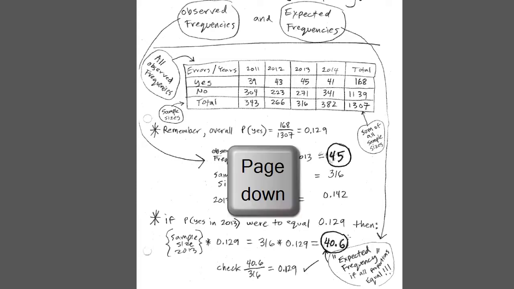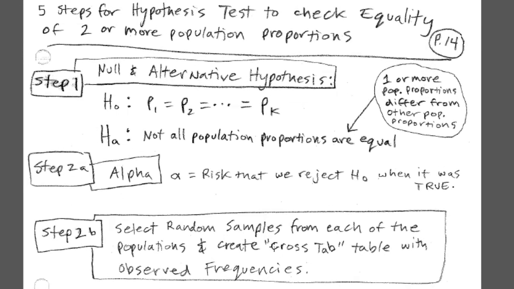Now I'm going to page down, and we're going to talk about the 5 steps for a hypothesis test to check equality of 2 or more population proportions. Hey, our null and alternative: we're going to say that all of the proportions are equal. Our alternative will say not all proportions are equal. This really means 1 or more population proportions differ from the other population proportions. This test doesn't actually figure out which one. It's just seeing if they're all equal, yes or no.